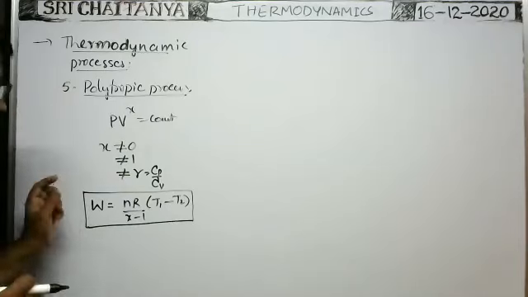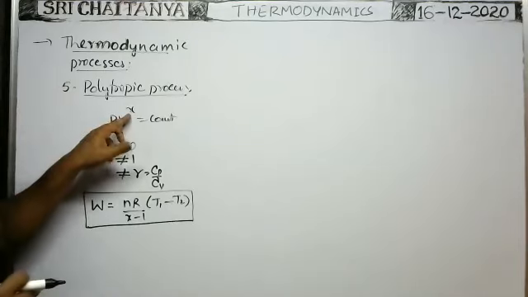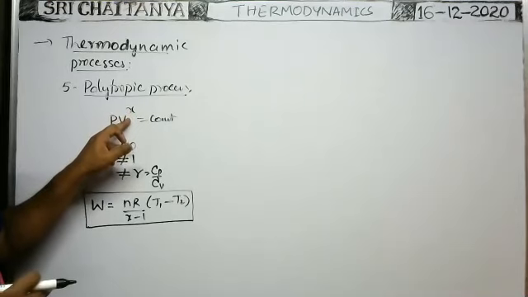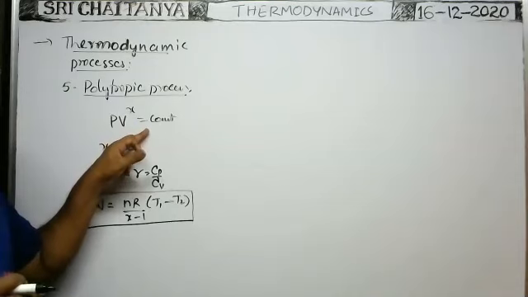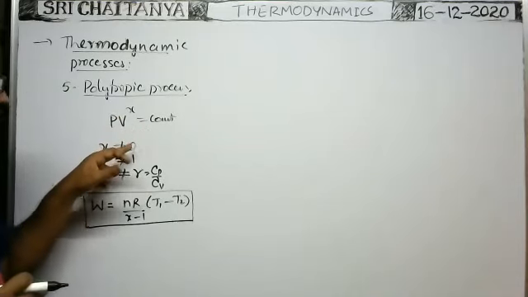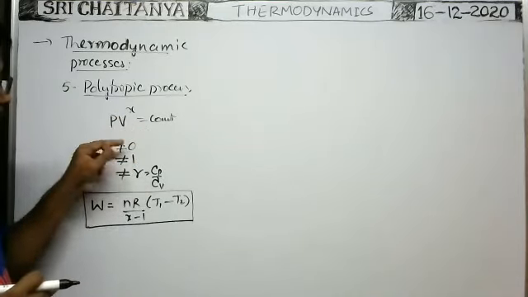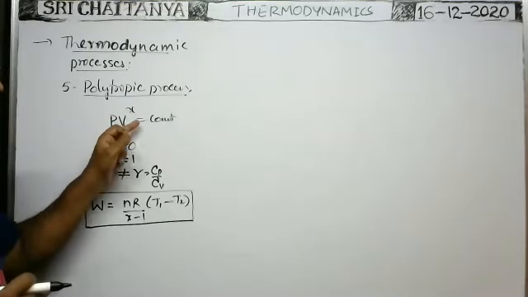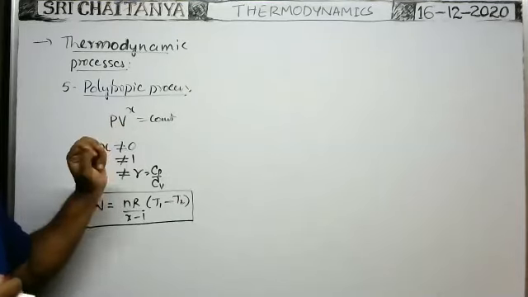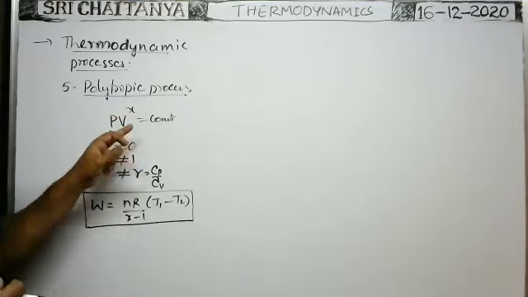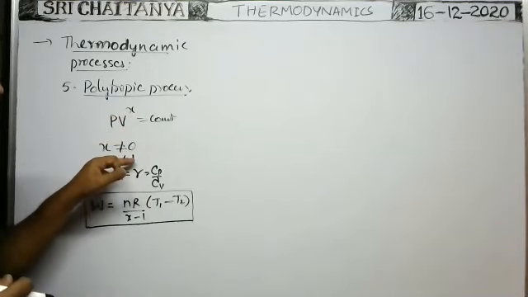In polytropic process, suppose if x is equal to 0, then V to the power of 0 is 1. So P is equal to constant, which is the isobaric process. That's why x should not be equal to 0. If x is equal to 1, then PV is equal to constant. That is the isothermal process. In an isothermal process, temperature is constant, and when temperature is constant, PV is equal to constant. That's why x should not be equal to 1.